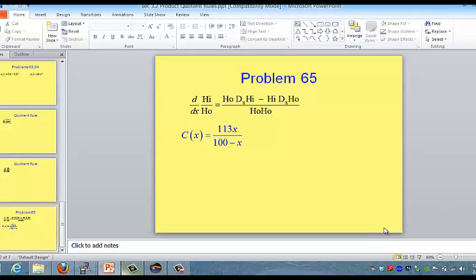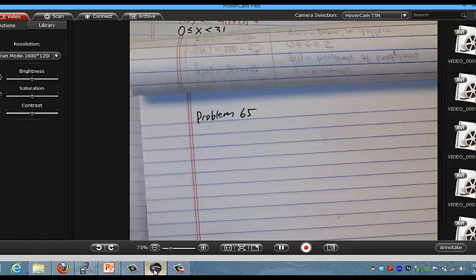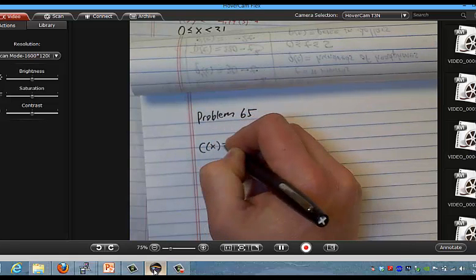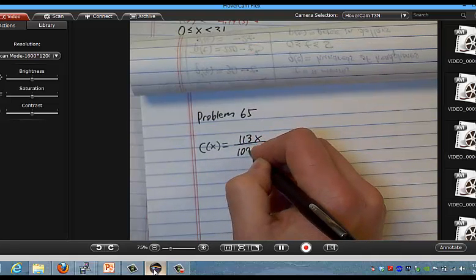You may not want to write it like that on the slide, although you'll notice, see this function here? That's right from your book. I'm going to go ahead and do that. That's right from problem 65. So I'm going to finish by starting problem 65. Obviously, the quotient rule gets used if you have a quotient. So for problem 65, they give me a cost function. C of x is 113x over 100 minus x.